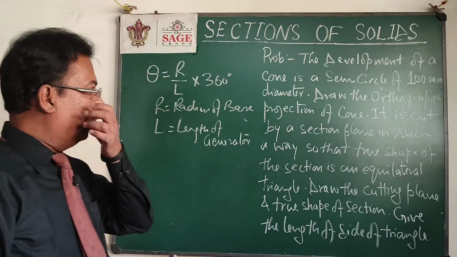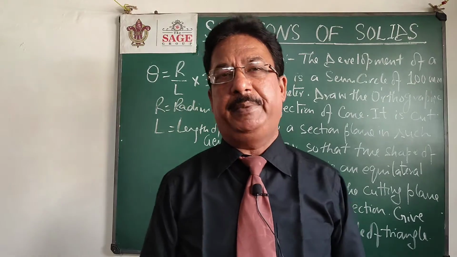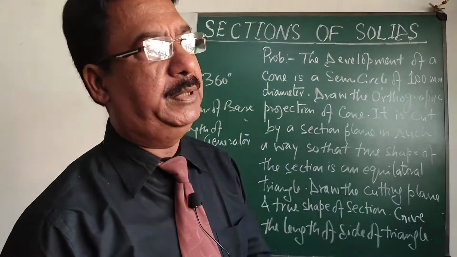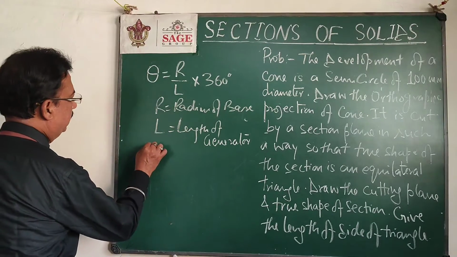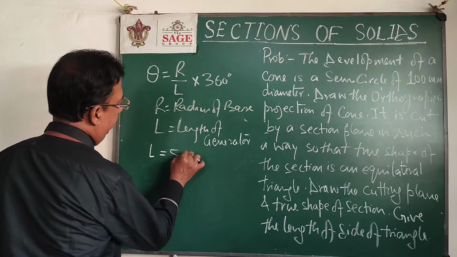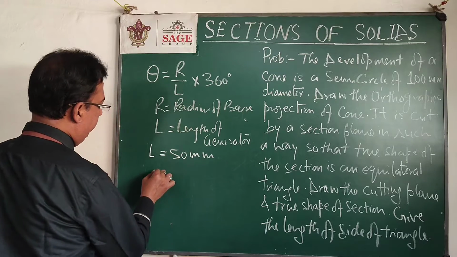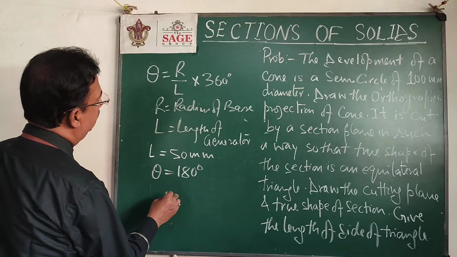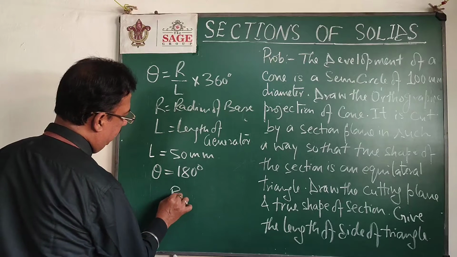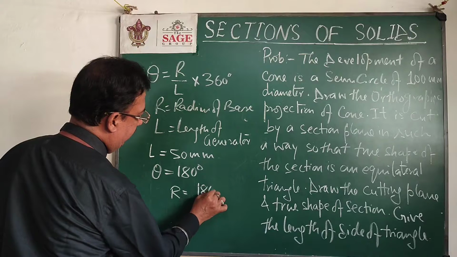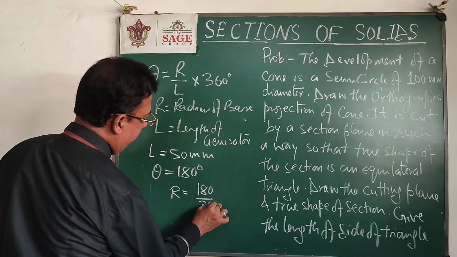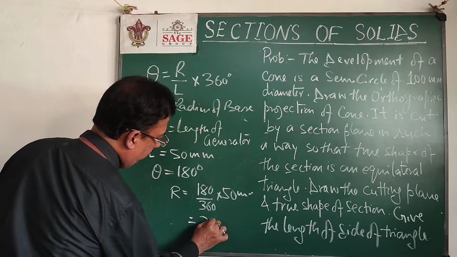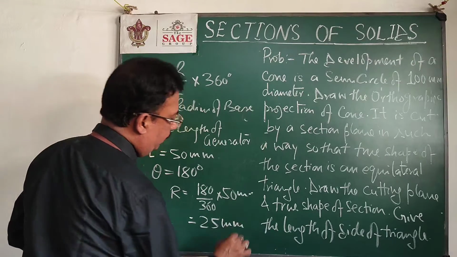As you know, the development will be a 100 mm diameter semicircle, which means half of the 100 mm will be the length of the generator. So in this formula, L will be 50 mm, and as the development is a semicircle, theta will be 180 degrees. So we can easily find the value of r, that is 180 upon 360 into 50 mm. So the radius of the base of the cone will be 25 mm.